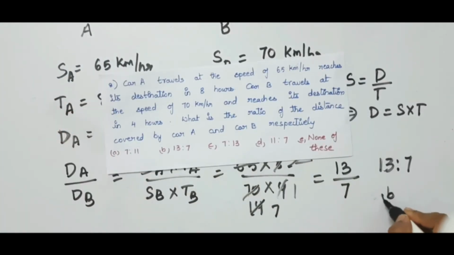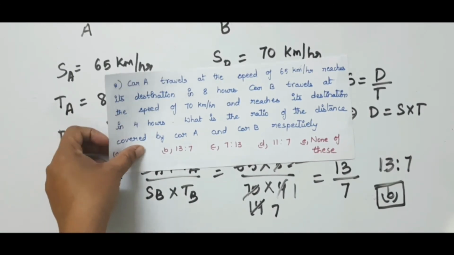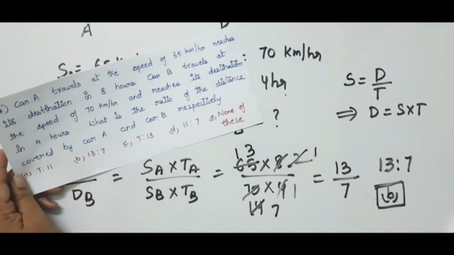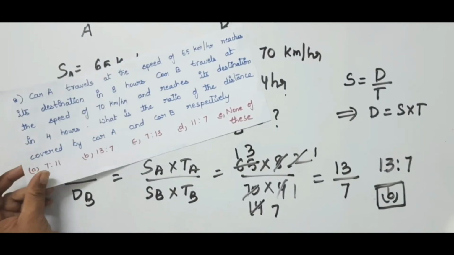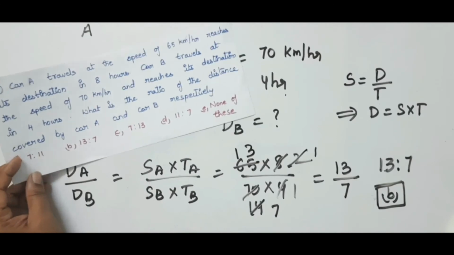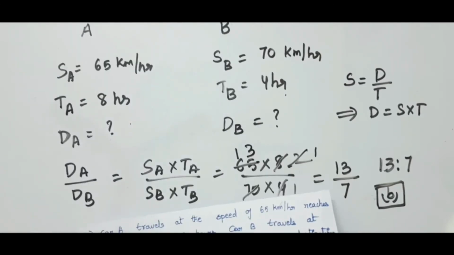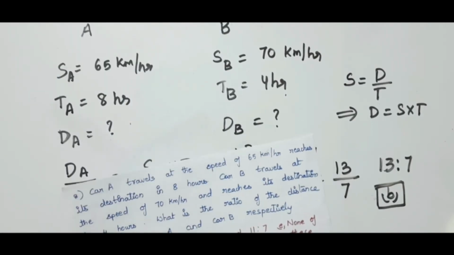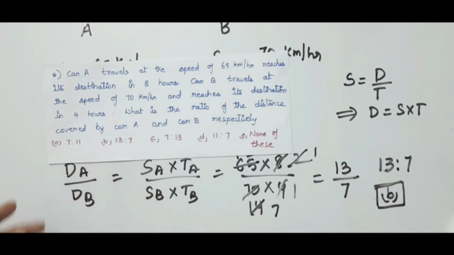It is option B. So if this type of problem is given, first notice what values are given and simplify the ratio for which they asked. Here they asked for distance. Is it not? We have the formula as distance is equal to speed into time. Simply I have substituted the speed into time value for car A and car B and found the ratio. Okay. In this way you have to solve this type of problems. Now let us go to next problem.